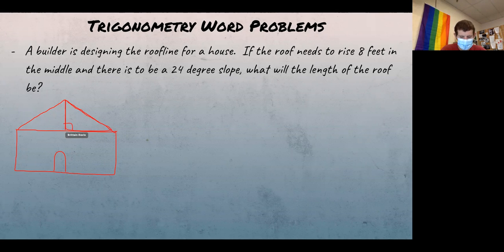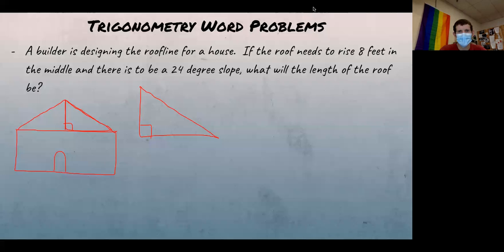Come on, the right side. And what I want to do, I'm not going to label this at all. I'm going to draw this triangle. And I want you guys, based on the reading there, to label where the 24 degrees should go, where the 8 feet should go. And if you get that far, just find out where the missing value that we're solving for should go.